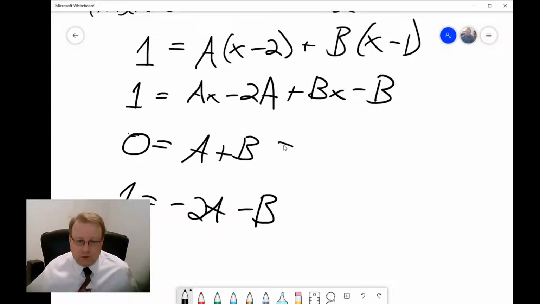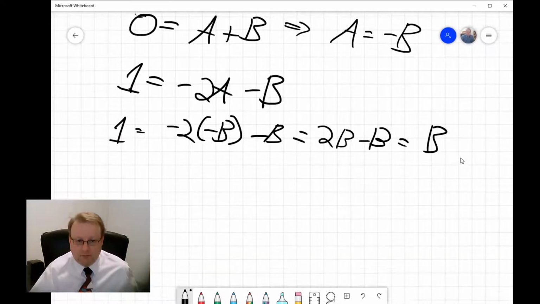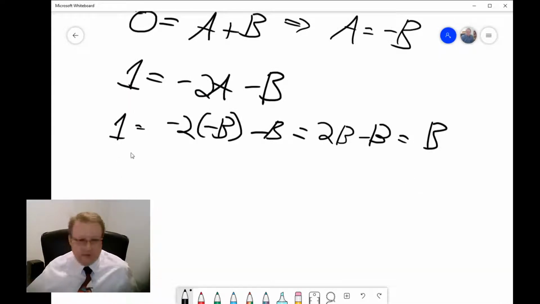So our first one leads us to the conclusion that A equals negative B. If we put a negative B where the A is, then our constants will tell us that we have a 2B minus B, or B is equal to 1. Linking this back to the start, that means A would be negative 1.